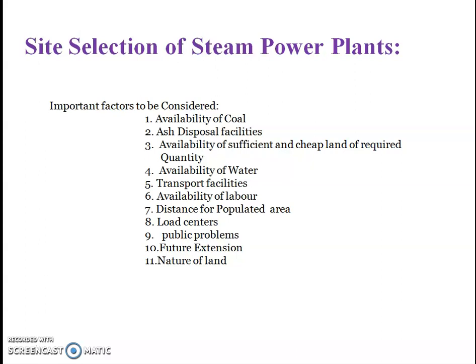And next one is nature of the land. The type of land to be selected should have high bearing capacity as it has to withstand the dead load of the plant and the forces transmitted to the foundation due to machine operation. The minimum bearing capacity of the land should be 1 meganewton per meter square.